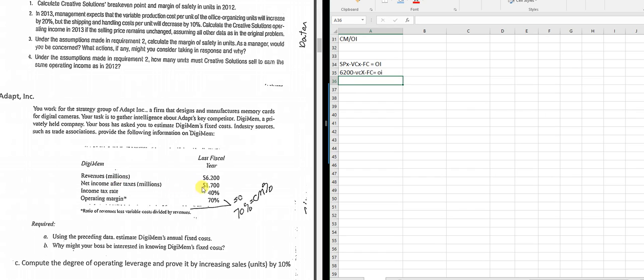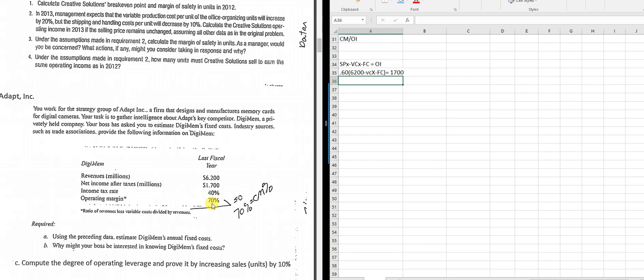So net income after taxes is one right here, is 1,700. Okay, I have an income tax rate at 40%. Notice this 1,700 is after taxes. So if I have a 40% tax rate, I know that I get to keep 60% of it. So 60% of this side is going to equal 1,700 because that's what is after taxes.